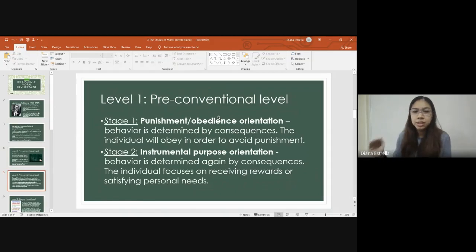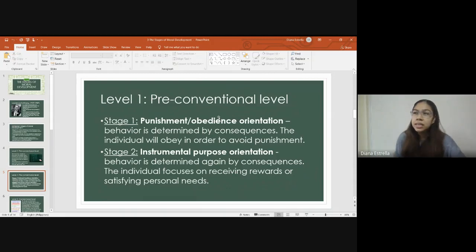Stage 1, so under the level 1, pre-conventional level, stage 1 is about punishment or obedience orientation. Behavior is determined by consequences. The individual will obey, or the individual would think that something is right or something is wrong, depending on the punishment. Okay. So, itong stage 1 and 2, sa psychology, parang ano to, negative and positive reinforcement. Okay. So, stage 2 naman, instead of punishment, the person is looking forward for a reward. Okay. Behavior is determined, again, by consequences pa rin. Yun nga, depende siya sa external na consequence. Okay. The individual focuses on receiving rewards or satisfying personal needs.